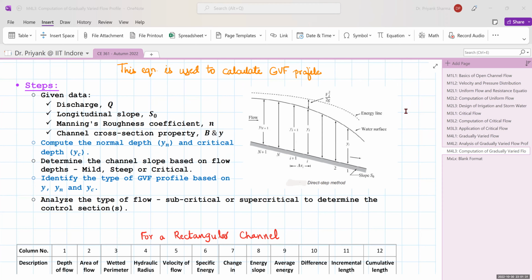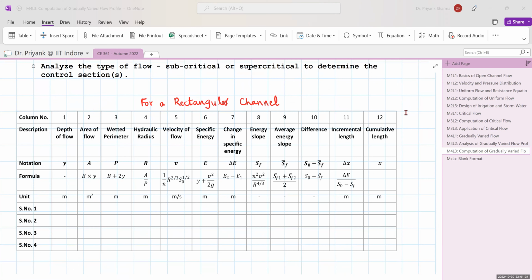We will represent the solution in a tabular manner. The first thing is that the depth of flow is given to you. Then you compute.